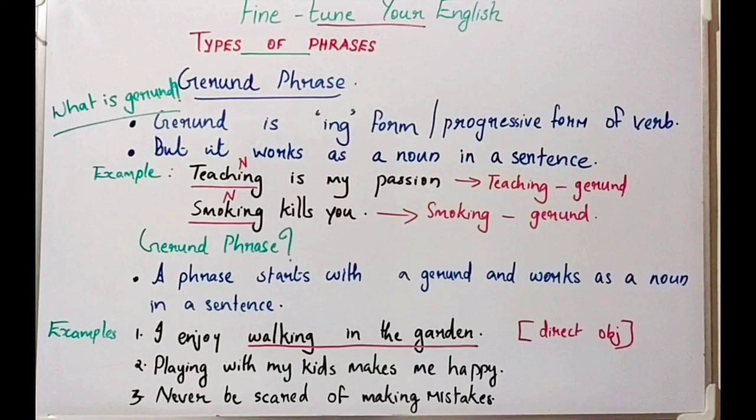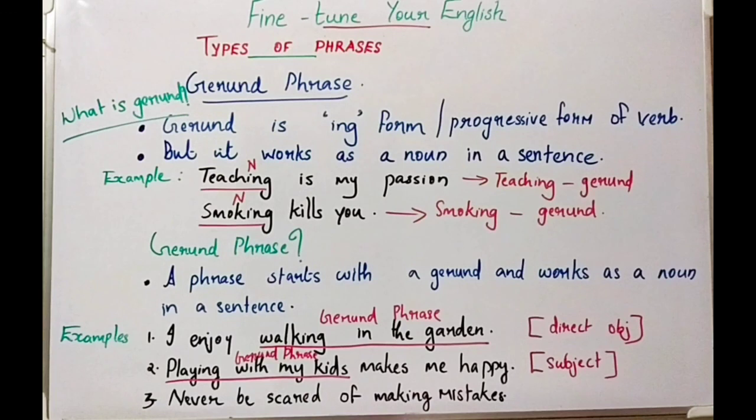Walking in the garden comes after the verb enjoy, and we know if a noun comes after the verb, that is the object. So here in this sentence, walking in the garden is a noun and it comes after the verb, so it is a direct object in this sentence. Then see the second example. Playing with my kids makes me happy. Here, playing with my kids is the gerund phrase, and we can understand what the sentence is about. It's about playing with my kids. So it is the subject of this sentence. So here the gerund phrase acts as a subject.